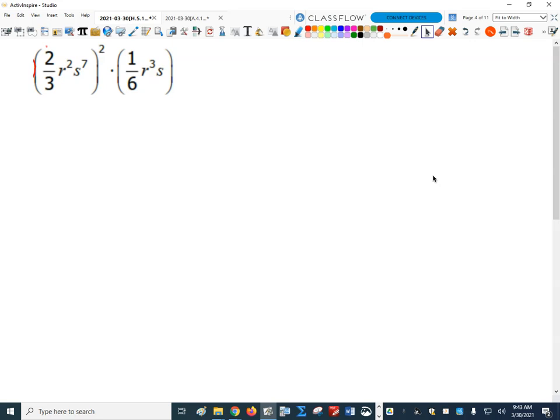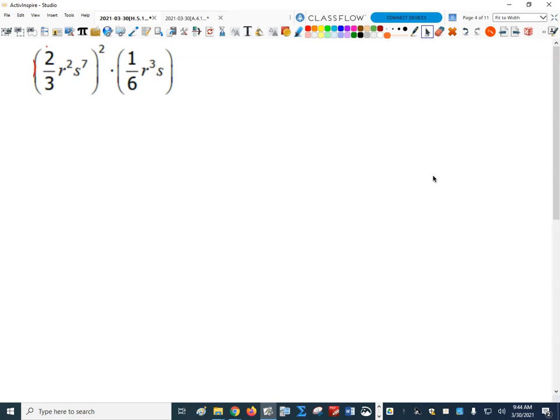Suggestions here. It looks a little bit awkward to have that 2/3 next to the r squared and the s to the 7th in that first term. Okay, different people approach this different ways, but when I look forward into what we do in calculus and beyond, it pays to write things as rational functions. So it pays to write things as one big denominator and one big numerator and work on it that way.